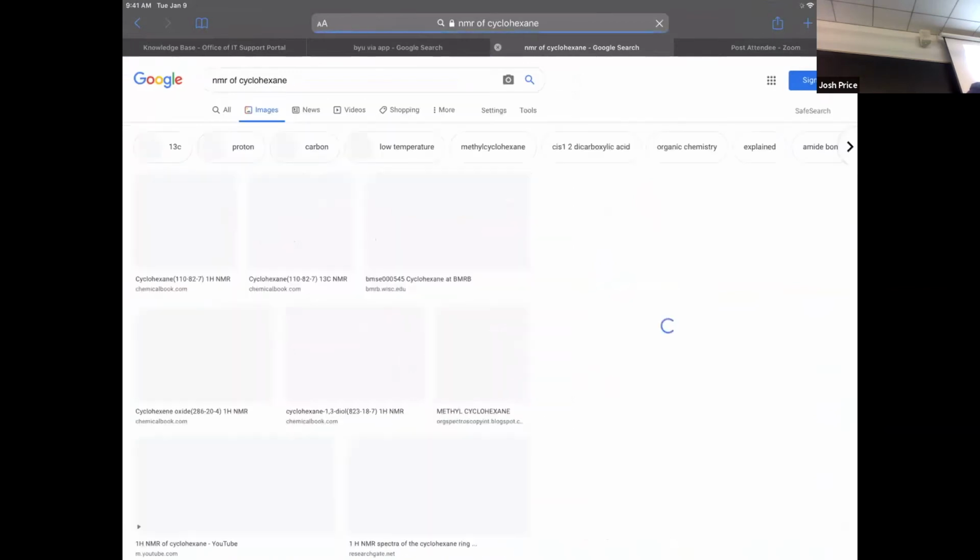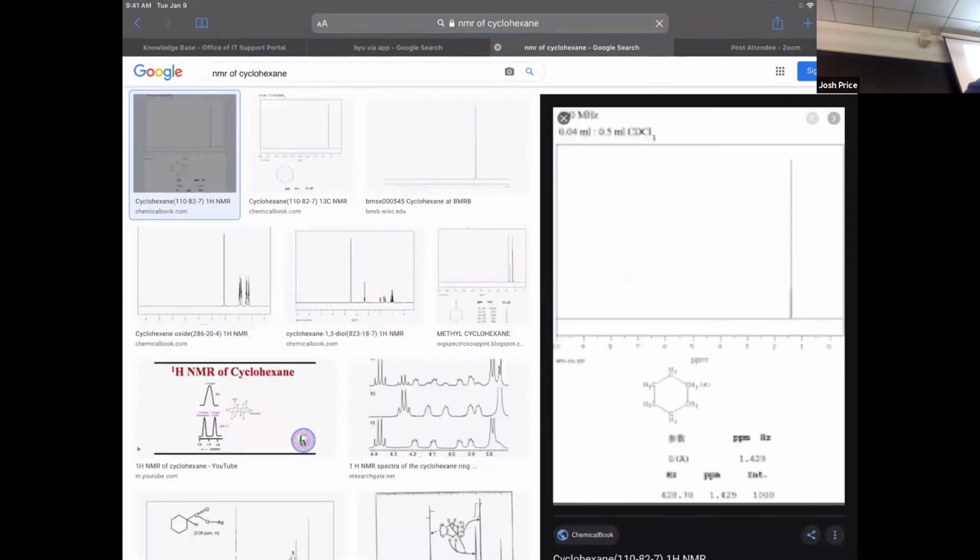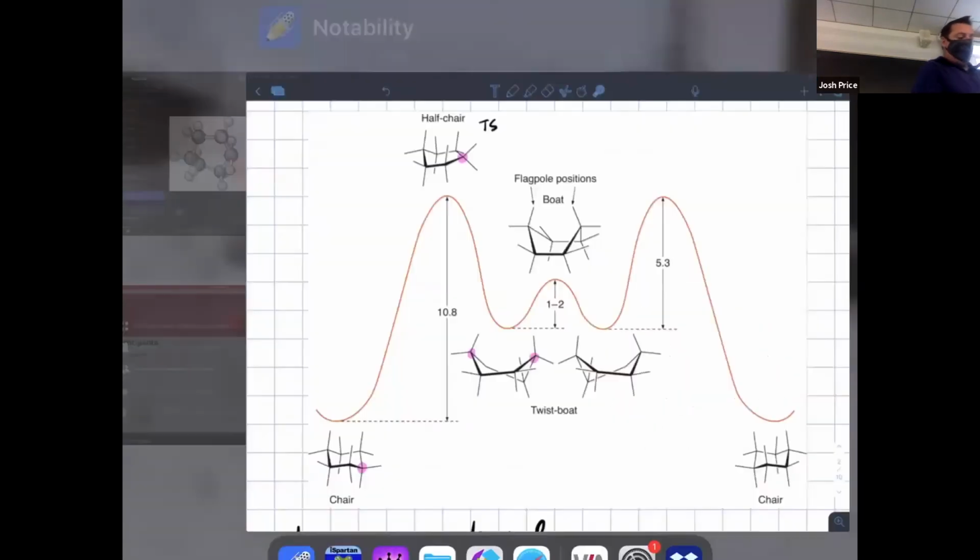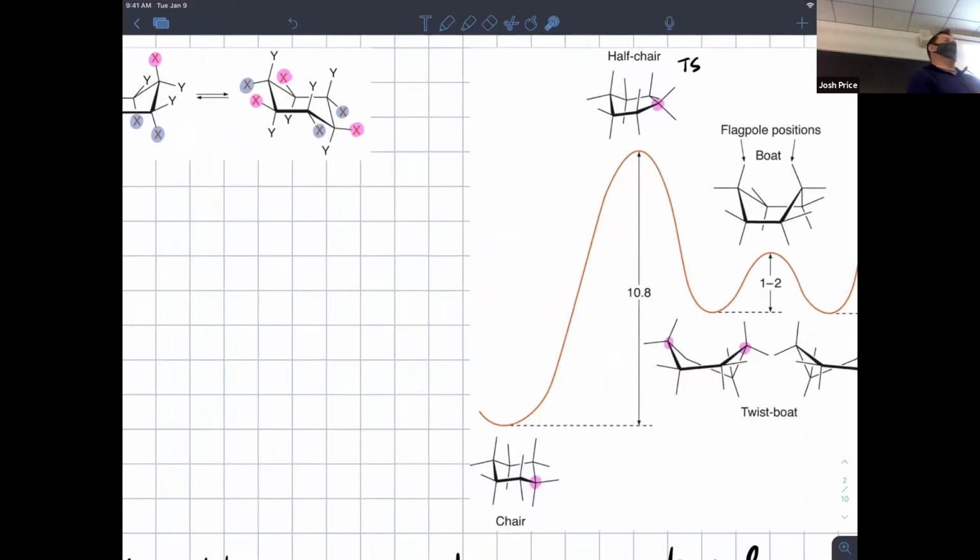You would need, in order for the chairs to be different, a substituent so that one would have an equatorial versus axial. So apparently this is a 300 megahertz NMR of cyclohexane, and you see mostly just one peak, which should mean that, at least on the NMR timescale, the chairs are equilibrating fast enough that you don't see a difference between axial and equatorial protons. However, once you start adding substituents, that can change, and with things like carbohydrates, you do see a difference between axial and equatorial protons.